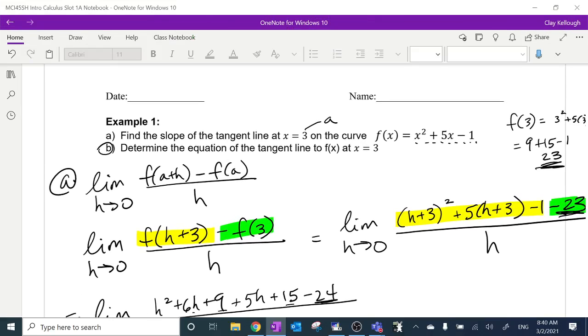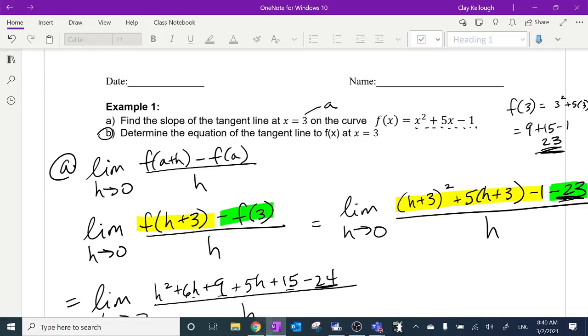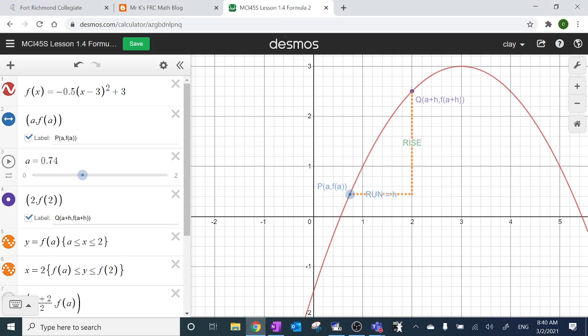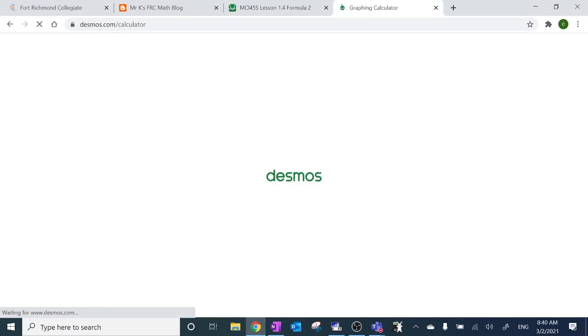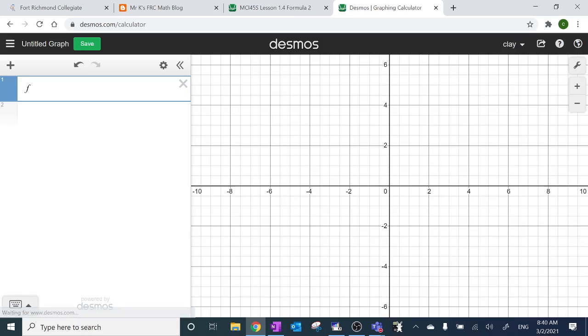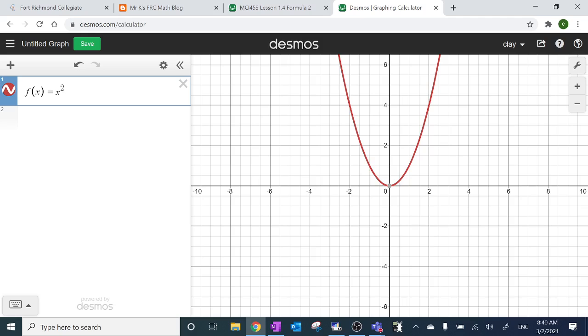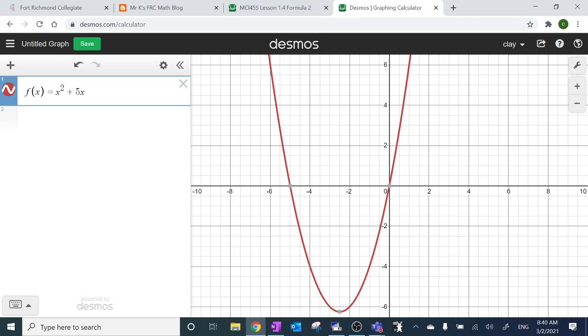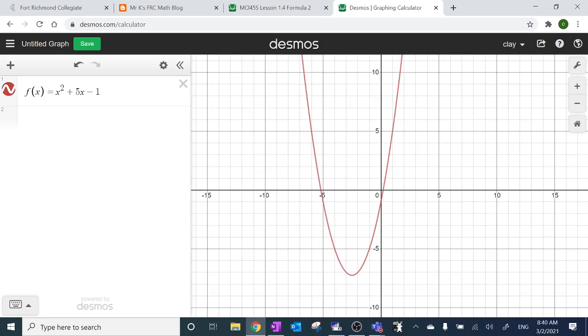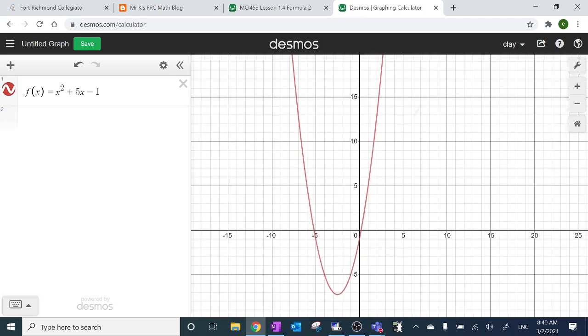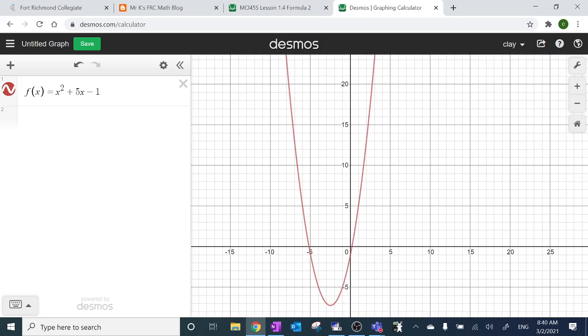So let's go to a Desmos page here. I'll just make a new page here. Graphing calculator. Come on Desmos. There we go. So let's say f of x is x squared plus 5x minus 1, right? And we'll shrink that in because we have to look way up at, what was it again? I think the y value was 23 or something. Yeah, so let's put that point on.